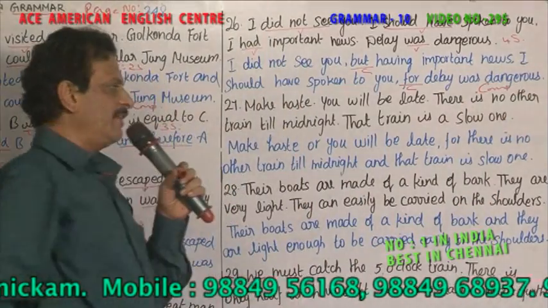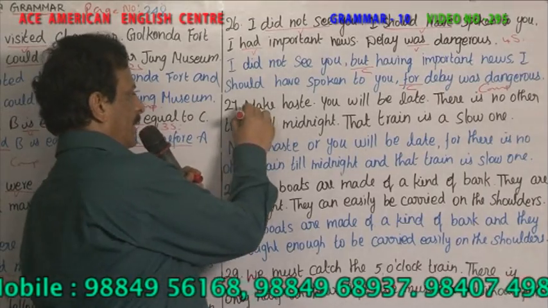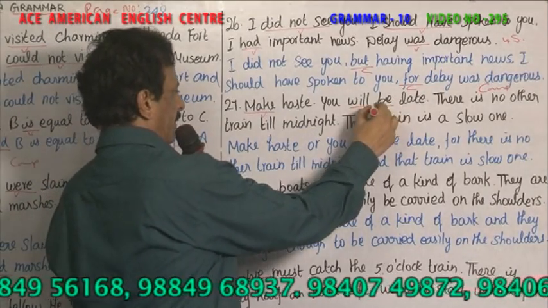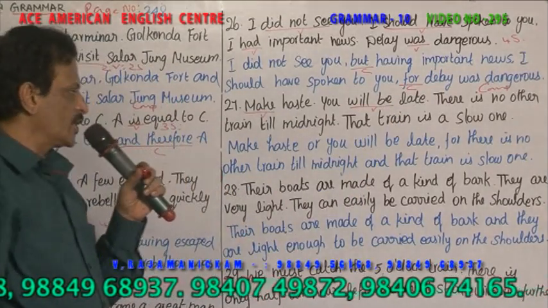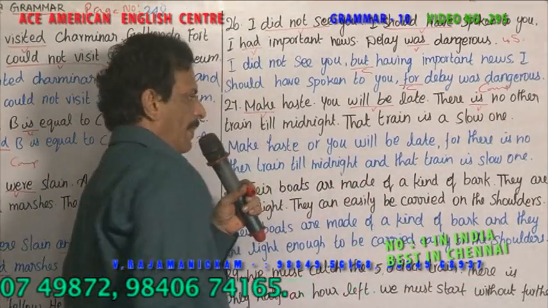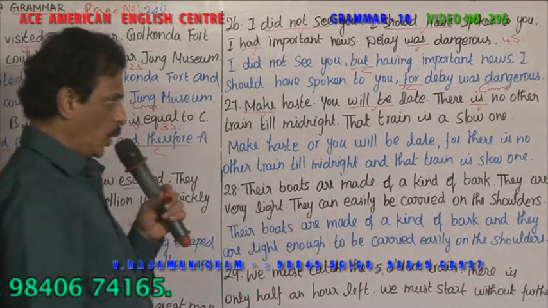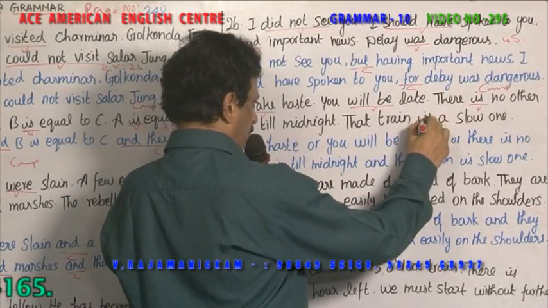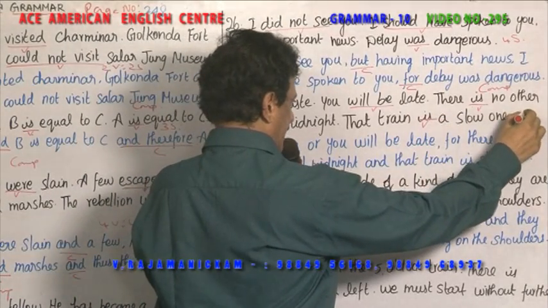Make haste, make it fast. You will be late. So make is a verb. You will be late. Will be is a verb. So 2 sentences. There is no other train till midnight. Is a verb. So 3rd verb. That train is a slow one. Is a verb. So 4 verbs are there. So 4 sentences are there.